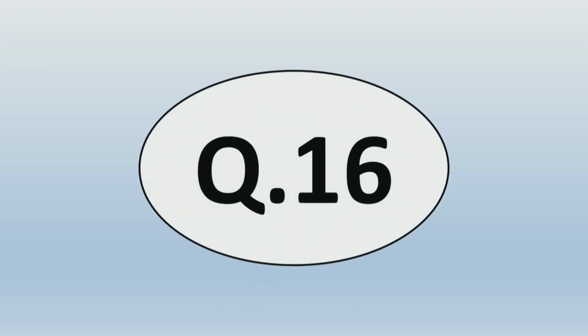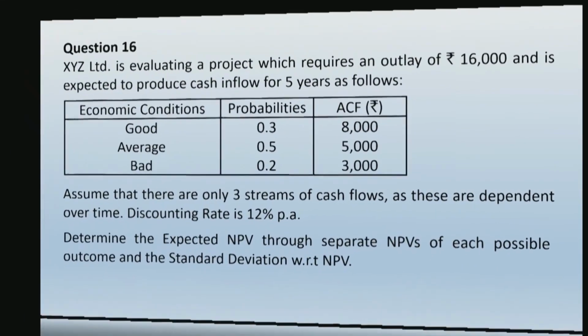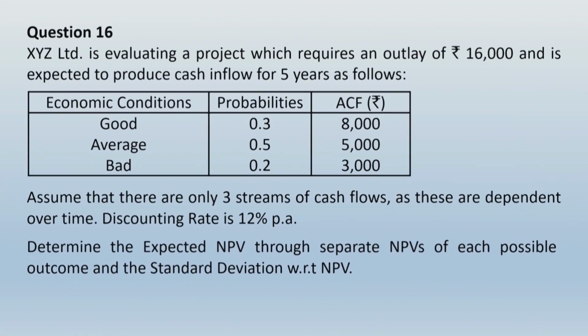Now in continuation to what we have done in the previous class, let's continue with solving some questions, and let us begin with question number 16. Let us read this question. XYZ Limited is evaluating a project which requires an outlay of rupees 16,000 and is expected to produce a cash inflow for 5 years as follows.